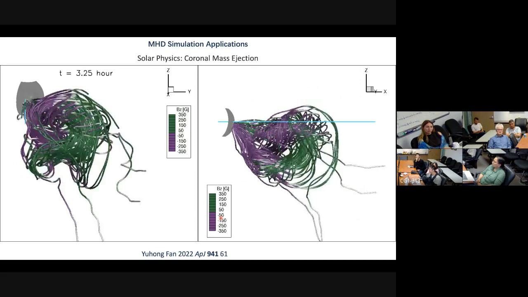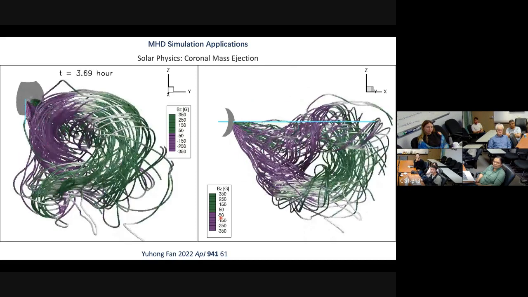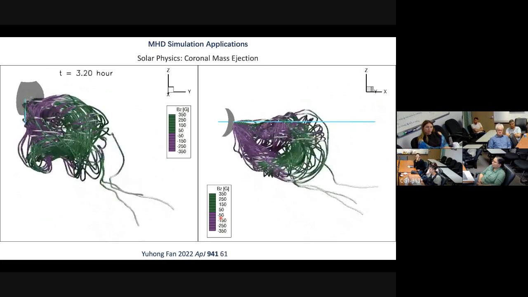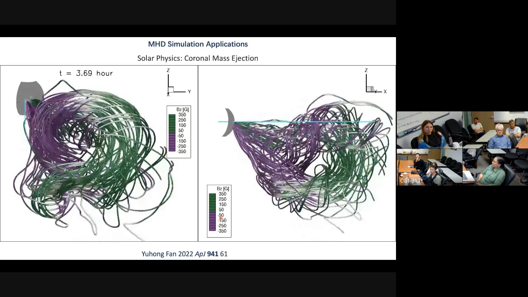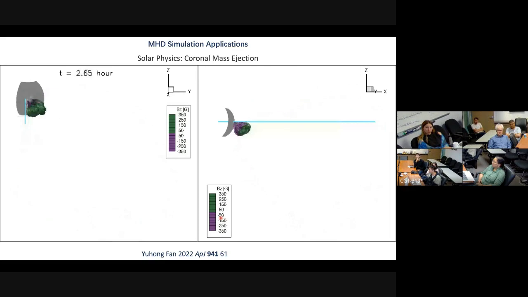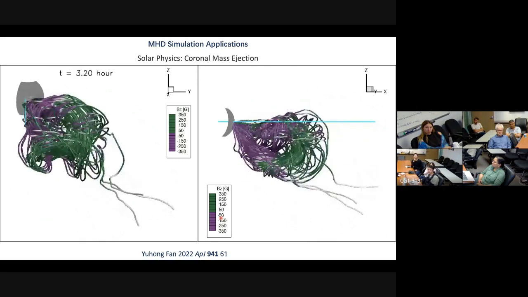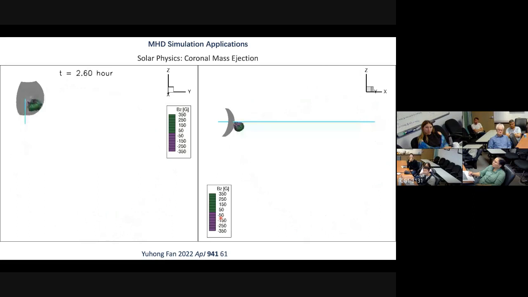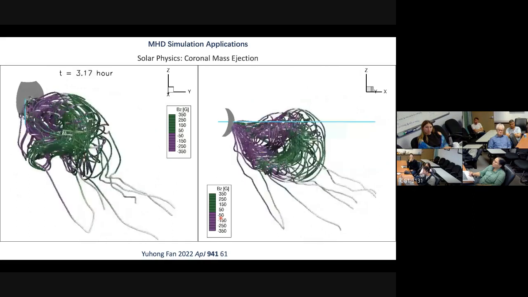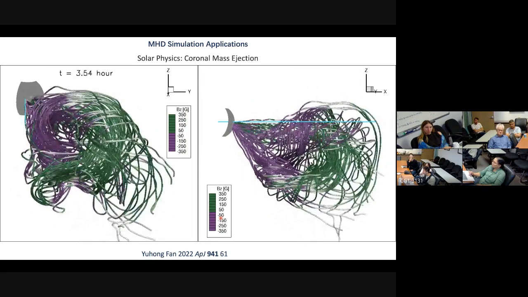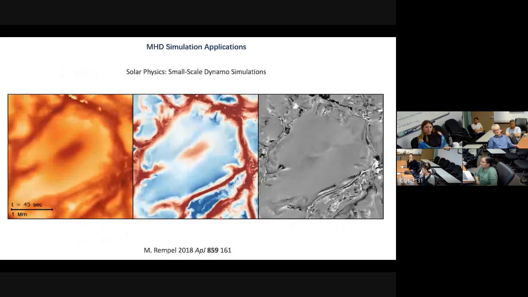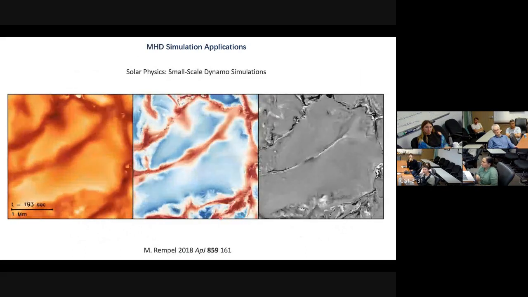So here are some examples of MHD simulation applications. The first example is the MFE code. The movie here shows the erupting magnetic flux rope in one CME event. There's another example. Here's a simulation of small-scale dynamo by using the Pencil code.